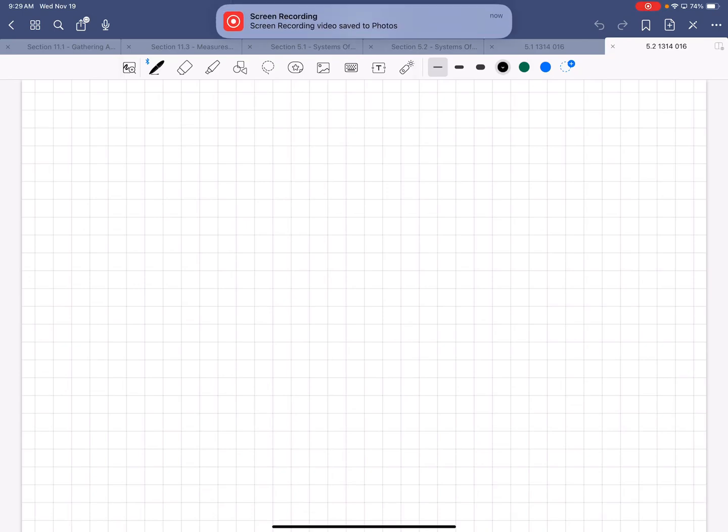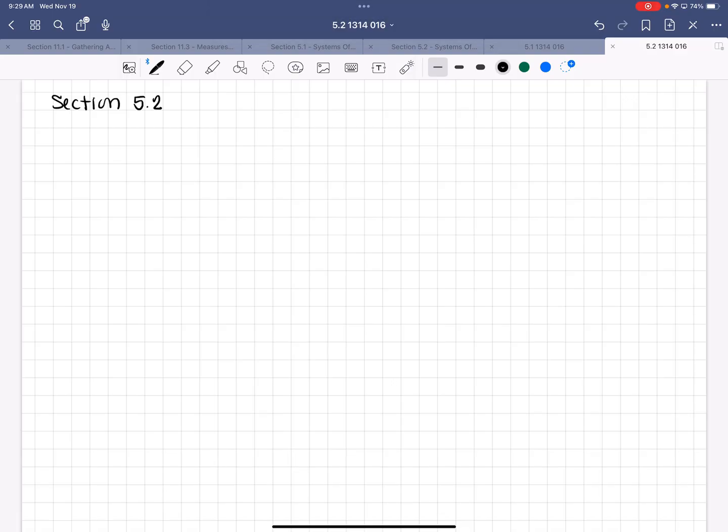Okay, we are now on section 5.2. Systems of linear equations in 3 variables.